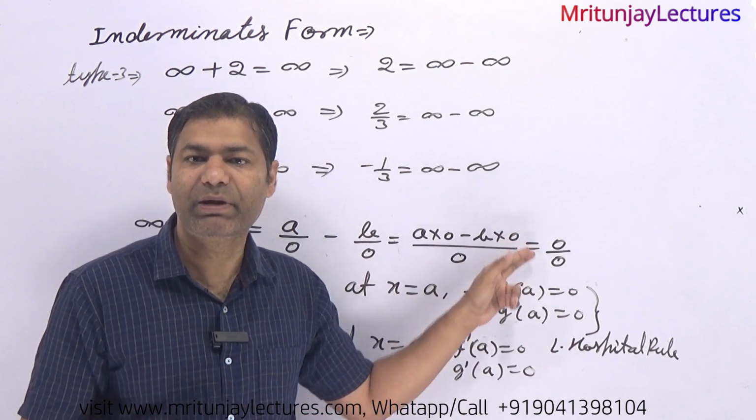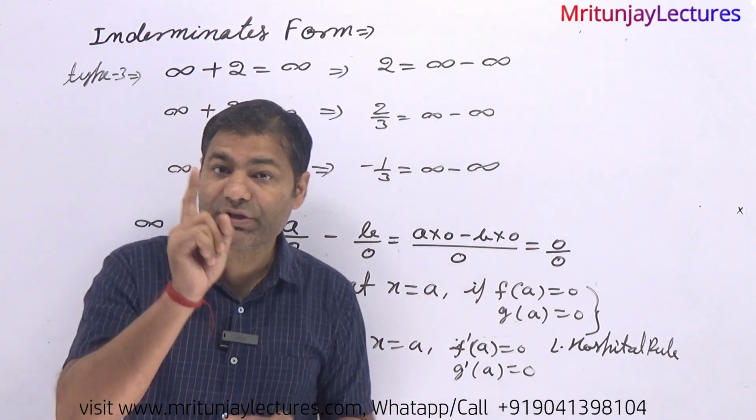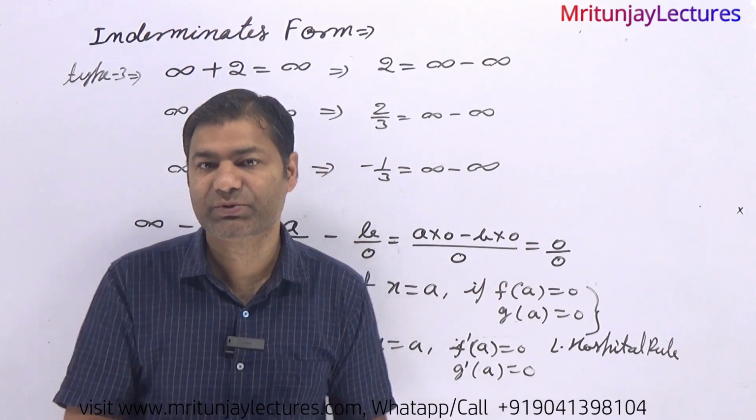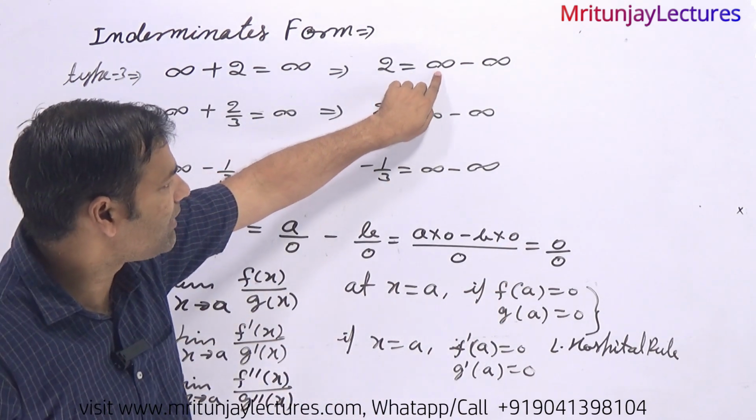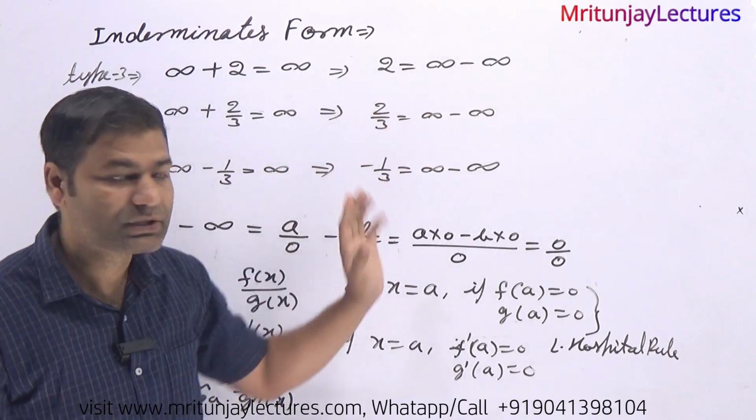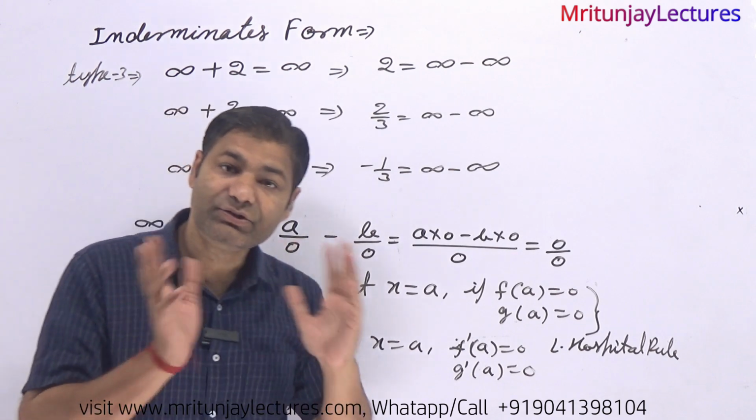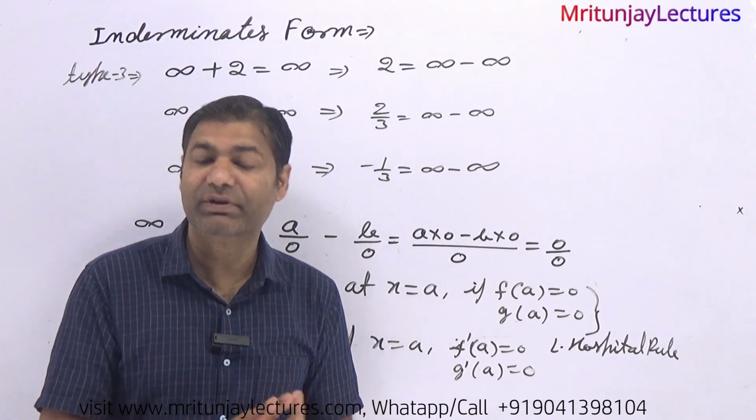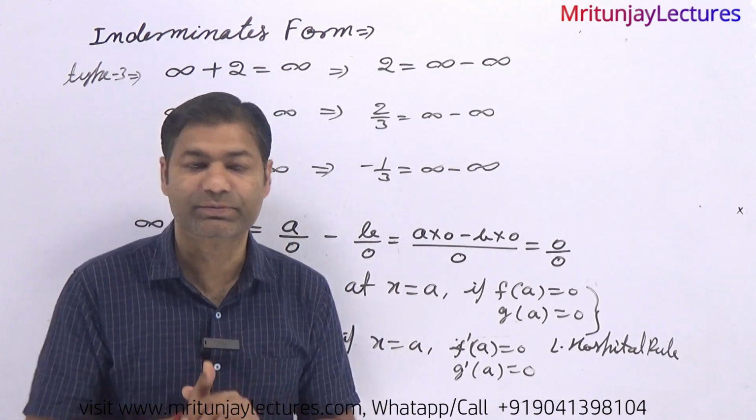It means here apply L'Hospital. Here if we got 0 by 0, then apply L'Hospital. Do not apply L'Hospital here. Why? Because it is not 0 by 0 form. So first of all, make 0 by 0 form or infinity by infinity form, then apply L'Hospital rule.